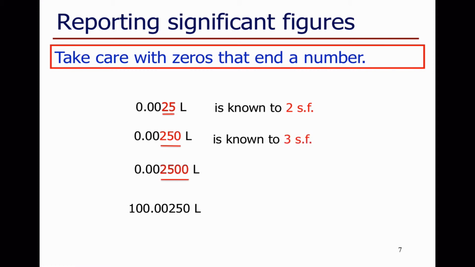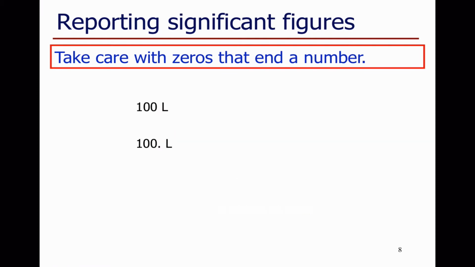Similarly, the next one, I've got 2 zeros on the end, because whoever's measured this knows it accurately to that level, this number of decimal places. And this one's known to 4 significant figures. And the last example here, we've got accuracy known in the first and the last digit. So this goes all the way across and is known to 8 significant figures. So take care with zeros that end a number.